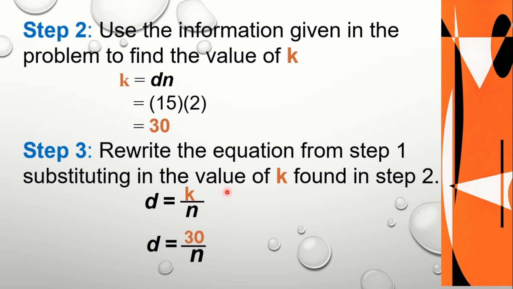Step 3. Rewrite the equation from step 1, substituting the value of K found in step 2. So the first equation, D is equal to K over N. We substitute the value of K, which is equal to 30. So that is now D is equal to 30 over N.